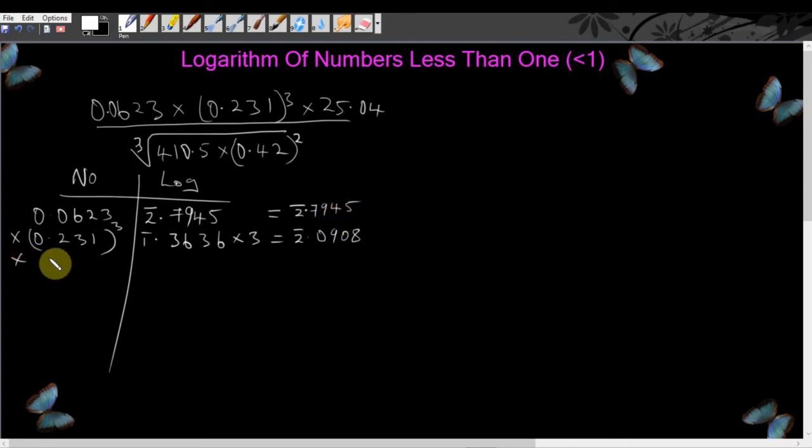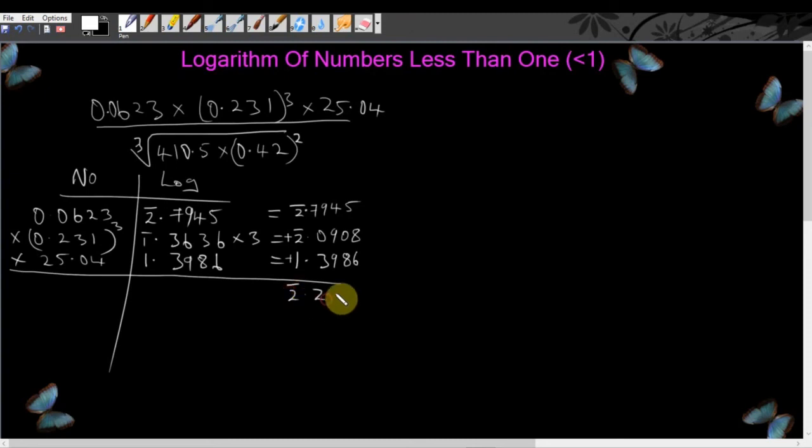Still have one remaining, which is 25.04. The characteristics, remember, is 1. This one is number greater than 1. From the logarithm table, you get it to be this. Bring it also to this side, 1.3986. Rule over every of them. Add all of this. Just add them carefully like we've learned. You're going to have about 2.2839.